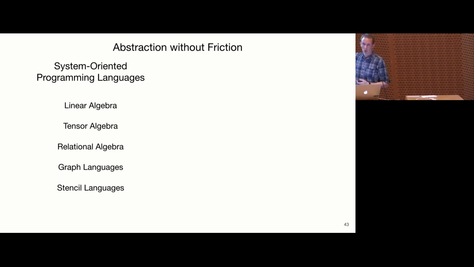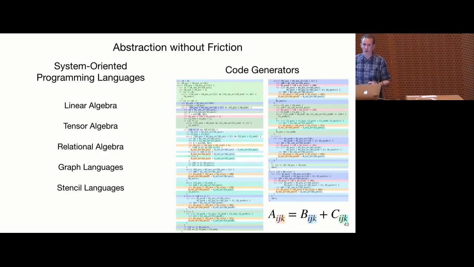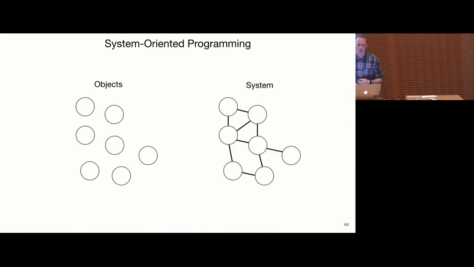So one way to go about that would be to create these system-oriented programming languages where you model your data not as individual pieces, but as a system of data. Linear algebra, tensor algebra, relational algebra, graph languages, tensor languages, and so forth. And then you have a code generator that generates this gnarly-looking code that has to simultaneously iterate over different data structures and store things in temporaries and so forth. So the generated code has no abstraction, but the code generator does. And the input is a mathematical language on mathematical abstractions.